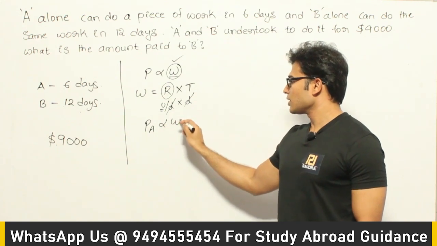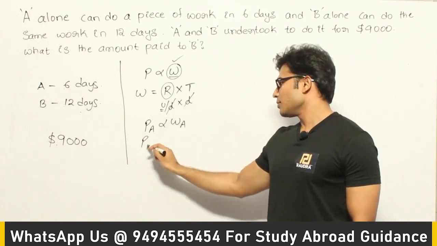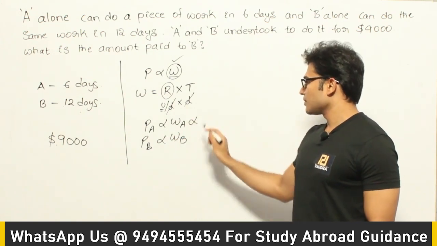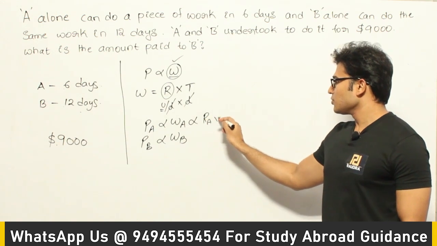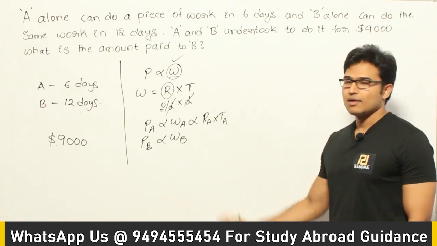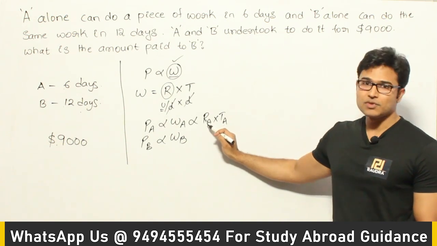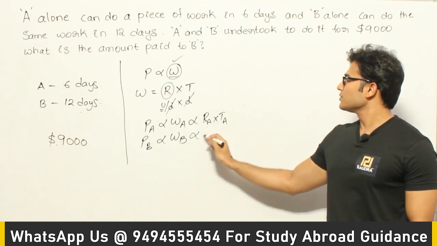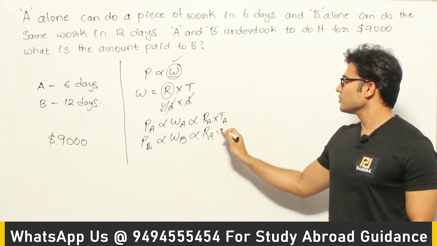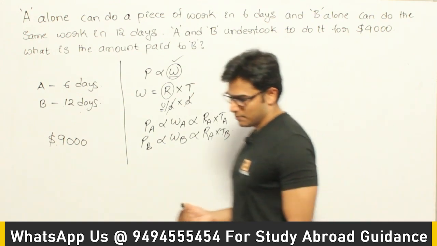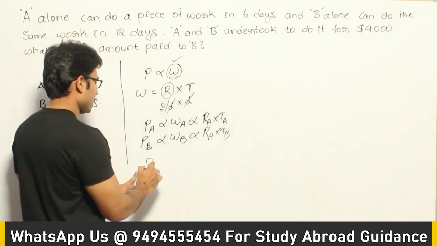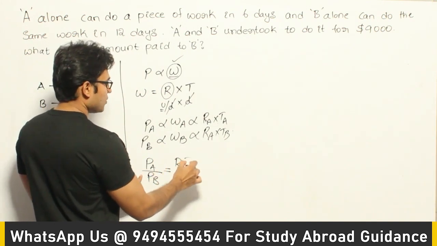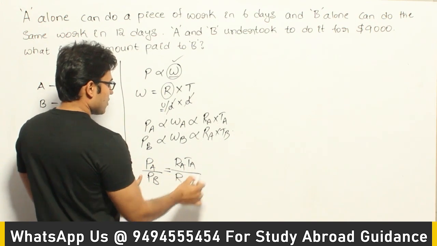Let's say A and B are the people. PA is proportional to the work done by A, and PB is proportional to the work done by B, right? Which means PA is proportional to rate of A into time of A: how many units he is able to finish per day or per hour, multiplied by the number of days or hours. And PB is proportional to RB into TB. Now what can we say? PA by PB is equal to RA into TA divided by RB into TB.